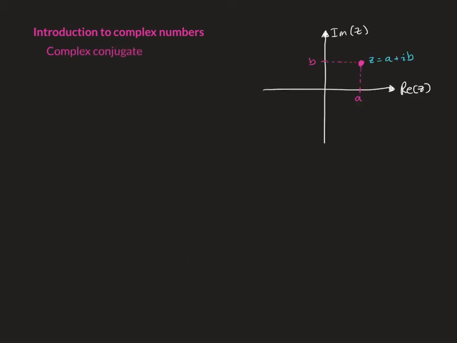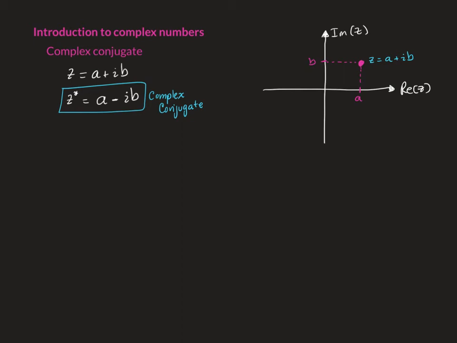Before we can introduce division, we need to introduce one new operation, and that is the complex conjugate. These complex numbers z of the form a plus ib have a counterpart that is called the complex conjugate. The complex conjugate is going to be a reflection around the horizontal axis of the number z.